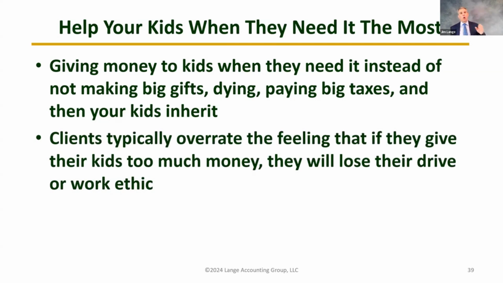And then I get the objection, oh, I don't want to spoil them. I don't want them to lose their work ethic. If your kid or your grandkid is 21 years old and they're alcoholics and stoners and they dropped out of college, that's maybe not a good candidate to make a significant gift to. But what if your kid is 50, 55, and they've been working for 30 years? Well, their work ethic is already there. I don't think you're going to change the way they're wired by helping them out before you die rather than after.